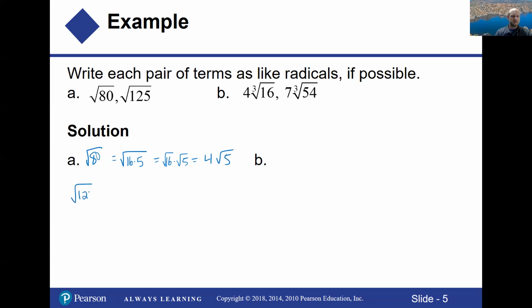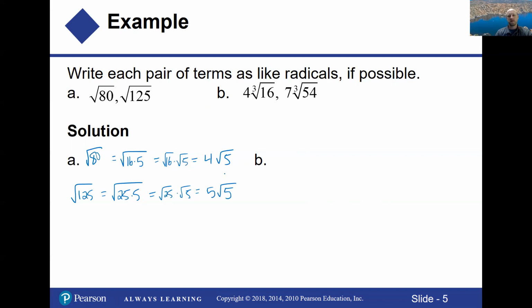Now let's see if when I simplify the square root of 125, it simplifies so I have a radical expression there of 5. And we notice that 25 can be broken down into 25 times 5. And again, square root of 25 is going to be a perfect square. Square root of 25 is 5, and root 5. So I'm not going to add these or anything, but what I did is I wrote them as like radicals. It says write each pair of terms as like radicals, and that's exactly what I did here.